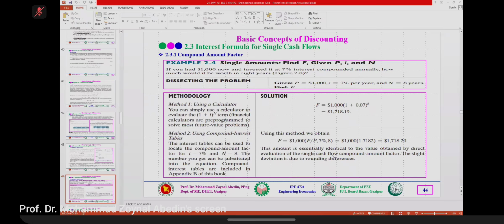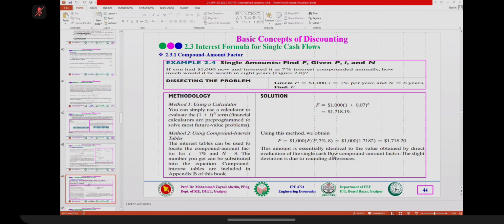No need to use the calculator, no need to use the power, no need to use other complicated things here. You just see what the interest rate is and what the total N is. Then you go to the table, take out the value from the table, put it here and multiply it with the P value. In this way, we can get the capital F.